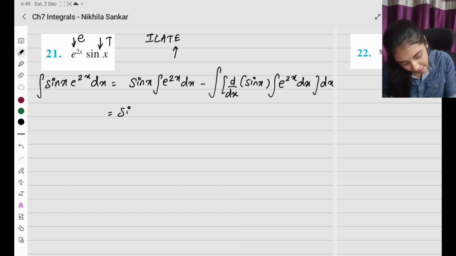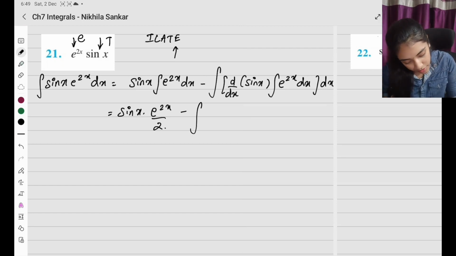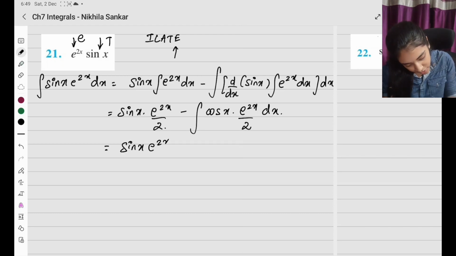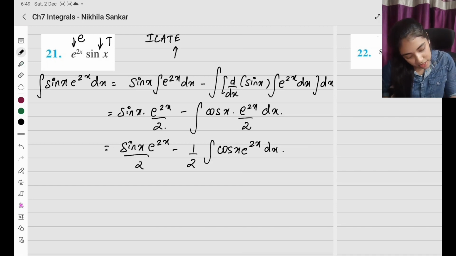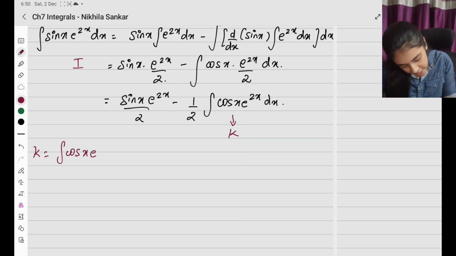So this is sin x times e to the 2x divided by 2. Integrate பண்ணும்போது coefficient of x divided by 2, minus integral of d by dx of sin is going to be cos x times e to the 2x is again e to the 2x divided by 2 times dx. So this is going to be sin x e to the 2x divided by 2 minus 1 by 2 integral of cos x e to the 2x times dx. So this is I and this is some k ன்னு எடுத்துக்கிறேன். So இப்போ நான் k வை சால்வ் பண்ண போறேன். K equals integral cos x e to the 2x.